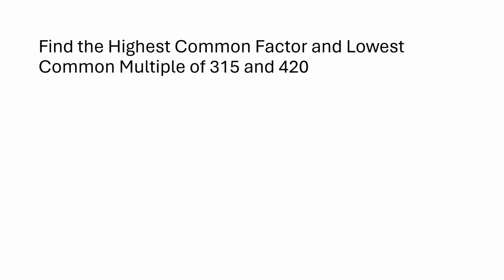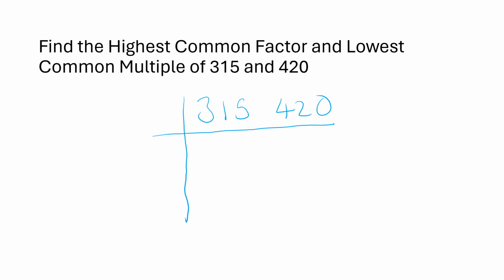Right, let's look at another example, 315 and 420. I'm writing them next to each other in my grid. Now, these are numbers where I definitely wouldn't want to use a listing method. I'm a big fan of listing. If I ask students to find the HCF of 12 and 36, of course I want them to list or just notice it, just by inspection they should know the HCF of that.